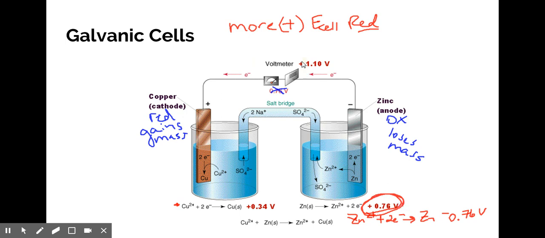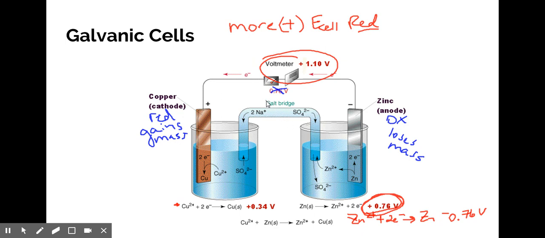If I wanted to figure out what voltage this voltmeter would be reading, all I do is I take my reduced value plus my oxidized value flipped. Then I add those two together. Okay, so reduced value, oxidized value with its sign flipped, and I add those values together. That's how we get this total E cell value here.